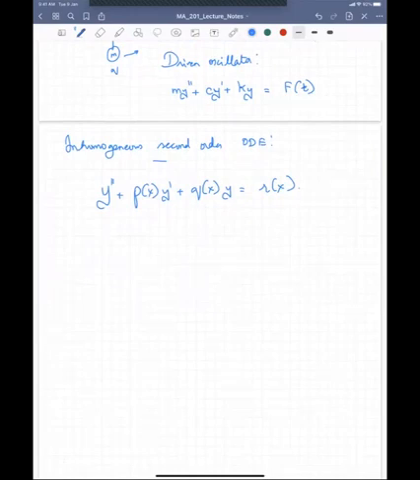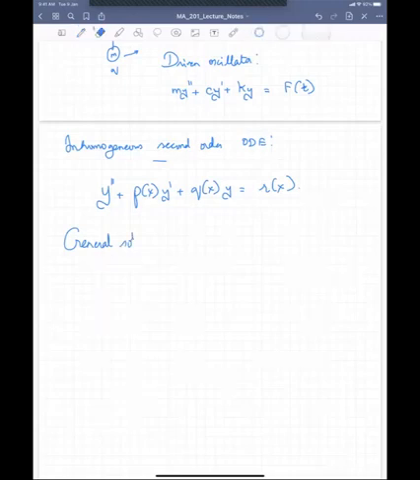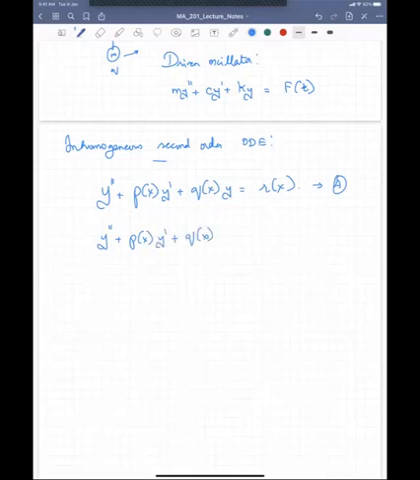So what is the terminology? The terminology is as follows. The general solution. So let me also write, let's call this A, and let us write down the corresponding homogeneous equation for this with the exact same coefficients P of x and Q of x, but I will put the right-hand side equal to 0.